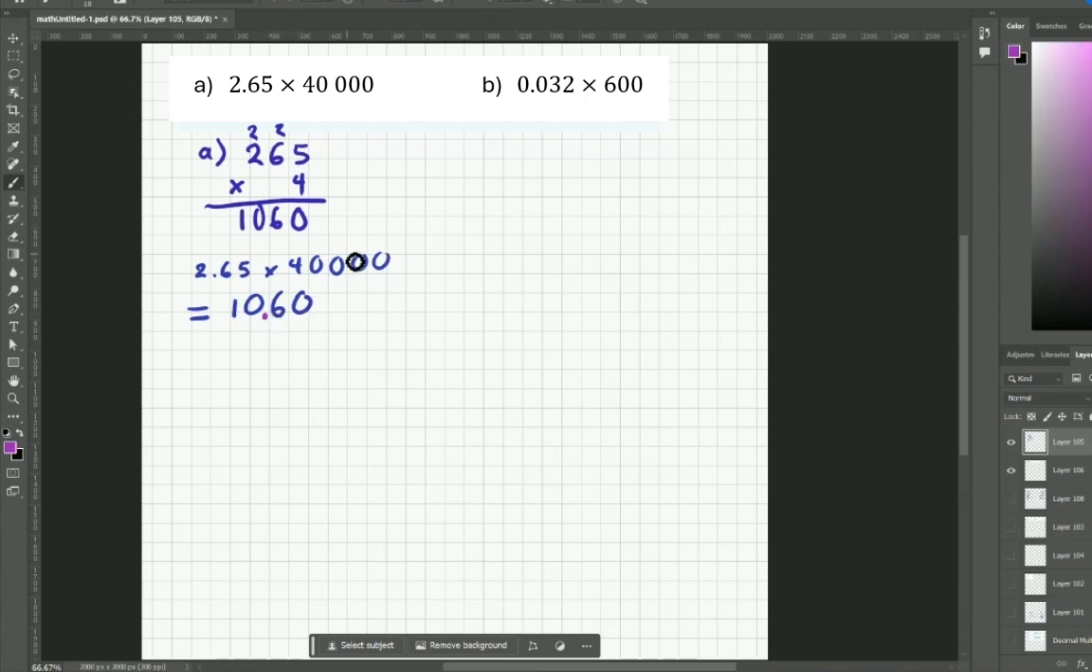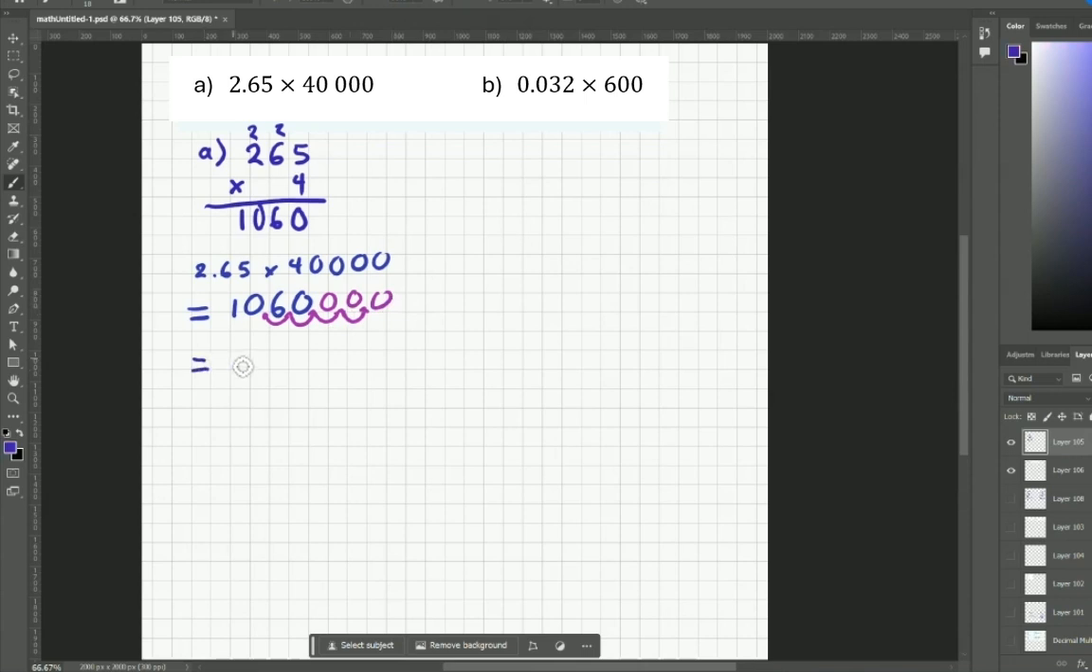Now the last thing we need to do is, because we've only considered multiplying it by 4 and not the 40,000, we have to move it to the right the amount of zeros basically that are in this number. Okay, so there's 1, 2, 3, 4. So we have to move this to the right 1 place, add another 0, 2 places, add another 0, 3 places, add another 0, and 4 places. Okay, that last 0 wasn't necessarily needed.